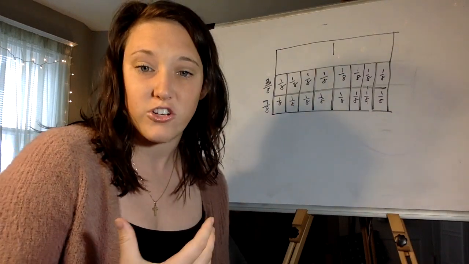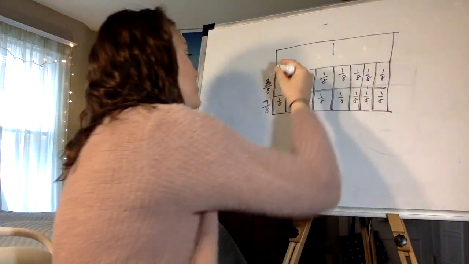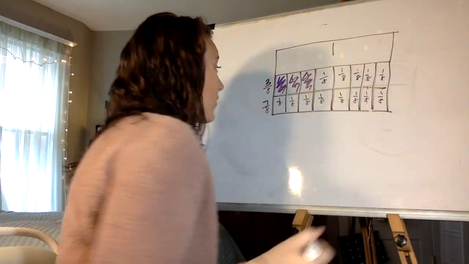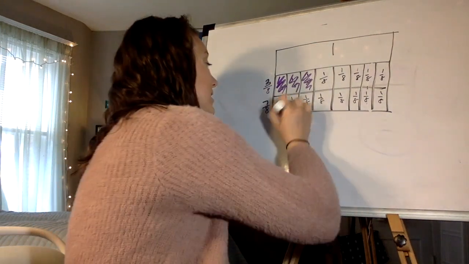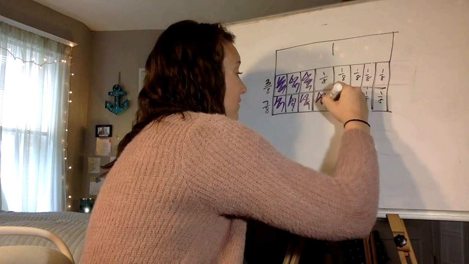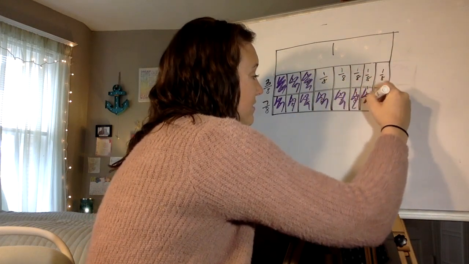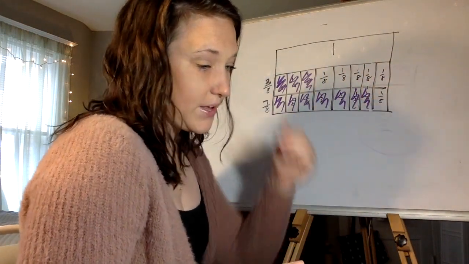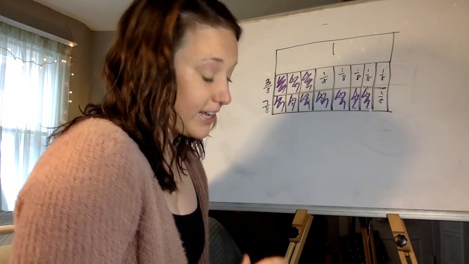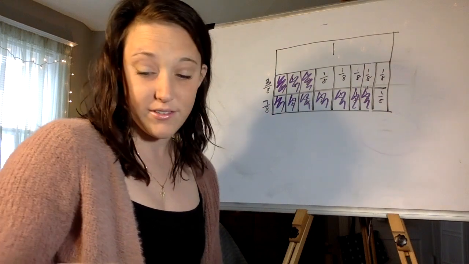And then it says we need to shade accordingly. So we will go ahead and do that. So I will shade in 1, 2, 3 of my 3/8, and then 1, 2, 3, 4, 5, 6, 7 for the 7/8. So then it says more 1/8 are shaded to show 7/8.